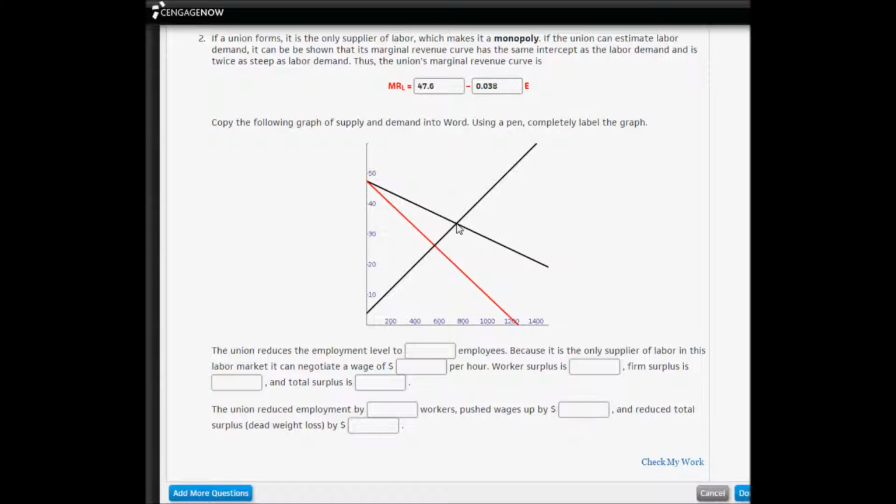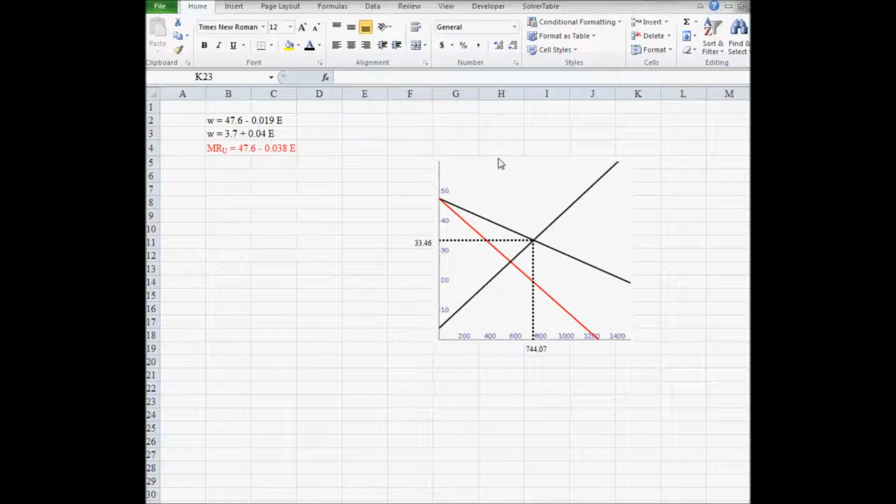In the competitive equilibrium, the employment level is determined by the intersection of demand and supply. When the union monopolizes labor, the employment level is determined by the marginal revenue for the union and labor supply. I've copied and pasted this diagram along with the equations into Excel. This diagram comes from Cengage Now, as I mentioned previously. The competitive equilibrium is where demand and supply meet.